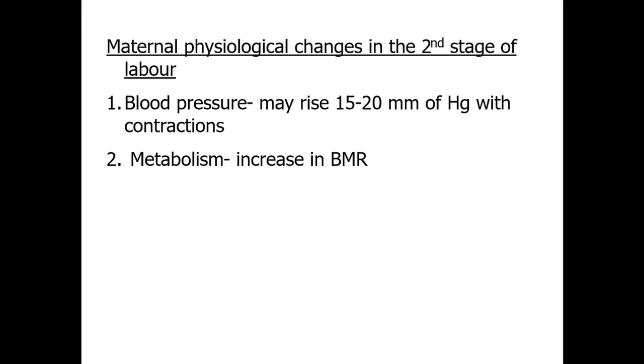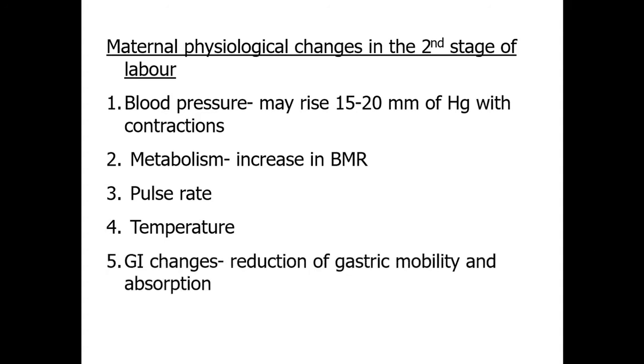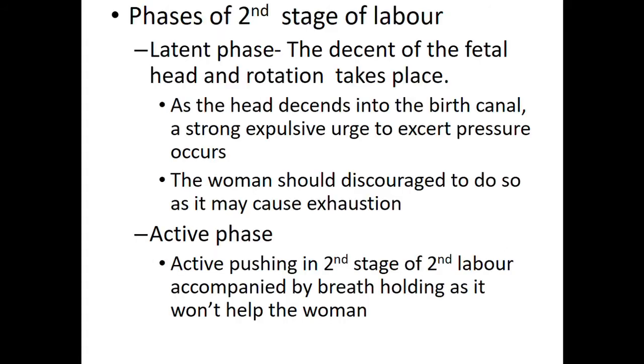Second, the basal metabolic rate will be increased. Third, the pulse rate will be slightly increased. Temperature also will slightly increase because of the increased BMR. GI changes: there is reduction in gastric motility and absorption of the contents. That is why we reduce the intake of food in the first stage of labor, because gastric motility will be decreased and there will be decreased absorption of the food. So if the patient has had any food, it may cause vomiting or regurgitation.